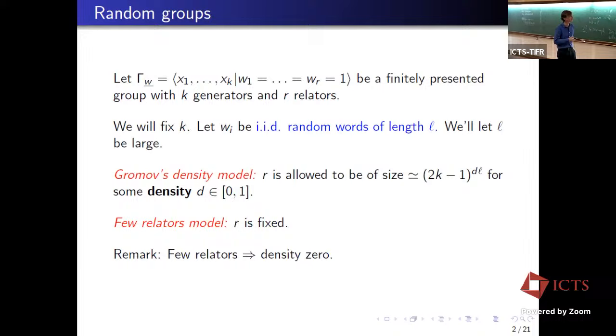And then there is what's called the few relators model. It's the same thing, but instead of taking that many relators, we just take R to be fixed. A fixed number of relators. So in particular, if you have a fixed number of relators, then the density is zero, or very, very small, so asymptotically zero. This is the situation.